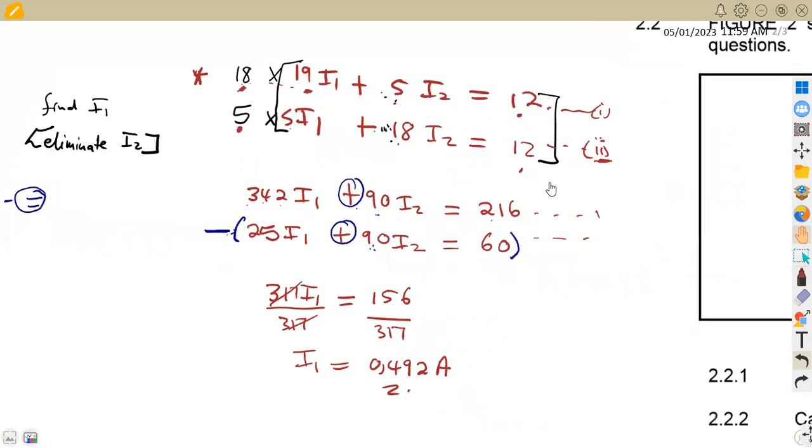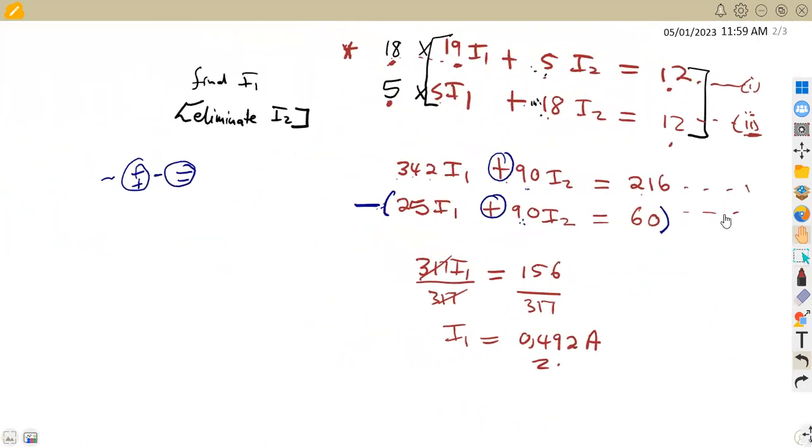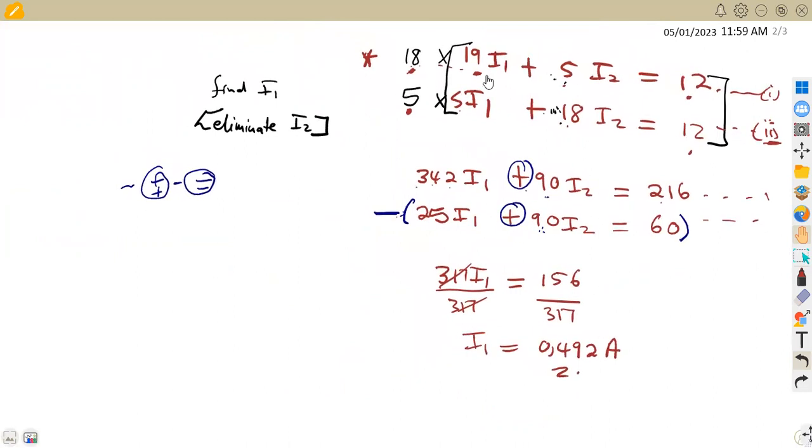Okay, so having I1, we can use any of the given equations that we have here. We've got the first equation, the second equation. You're just going to pick any one of these equations so that you can calculate I2. In this case, I'm going to use the second equation, 5 I1 plus 18 I2, which is equal to 12.